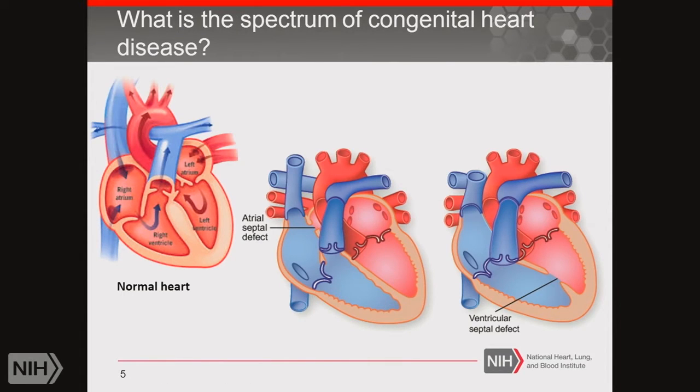So what's the spectrum of congenital heart disease? It's not just one thing. In fact, even if you're a lumper and not a splitter, it's about 35 different things. There are various types of congenital heart disease that can range from the fairly simple shown here. So here's our normal heart. 2 of the most common things we see are defects in either the atrial septum between the 2 top chambers of the heart or the ventricular septum between the 2 bottom chambers of the heart.